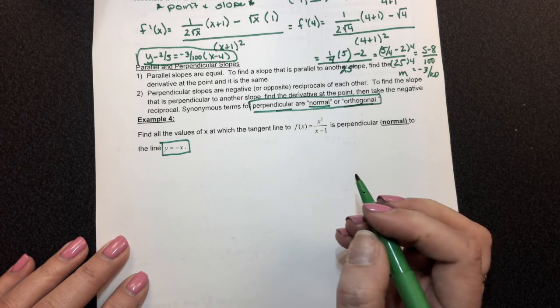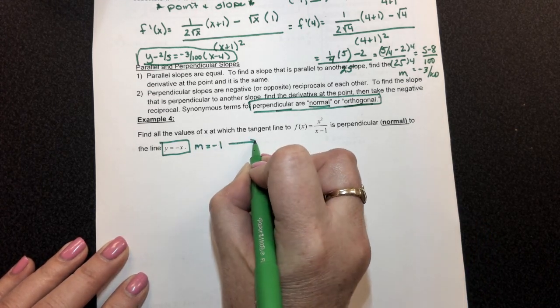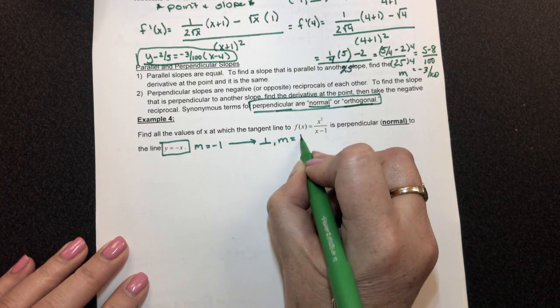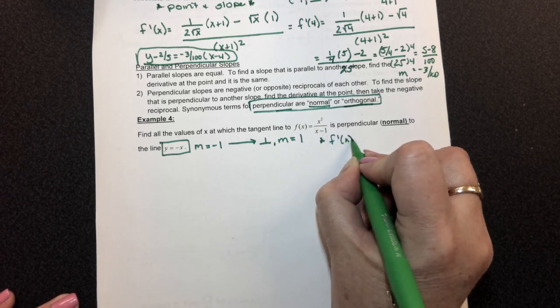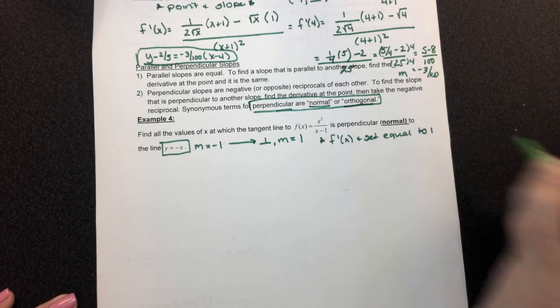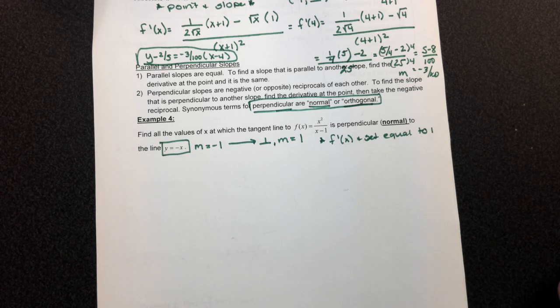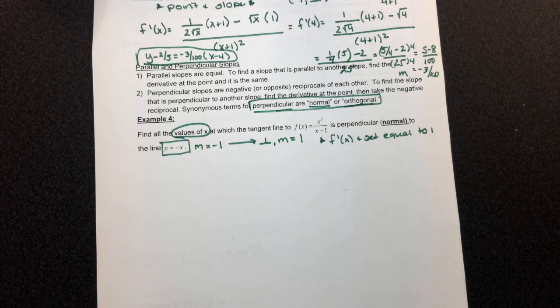What's the slope of this line? Negative 1. So for a line perpendicular to this, what would the slope be equal to? 1. So what I'm simply going to do then is I'm going to find f prime of x and set it equal to 1. They're not asking me to write the equation of the line. They're not asking me to find just the slope. All I need to do is find what x values. What are the x values?